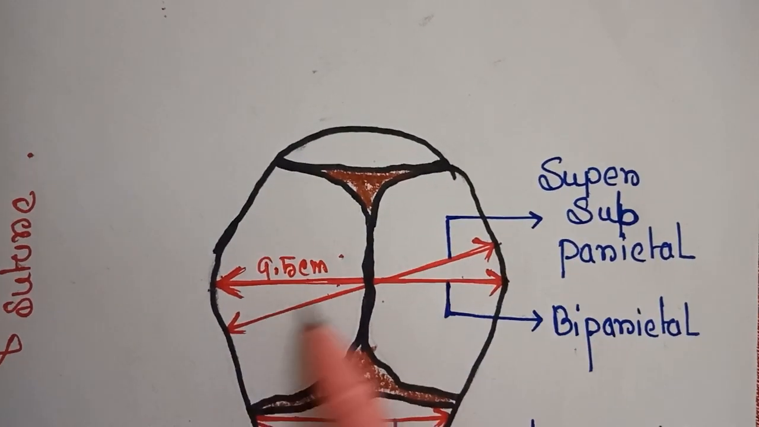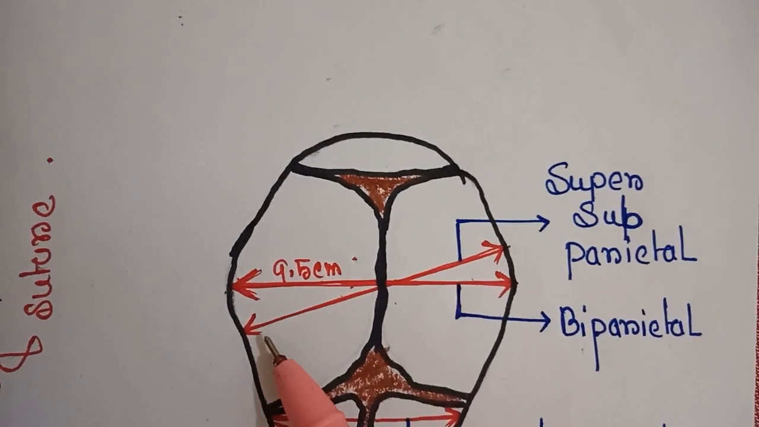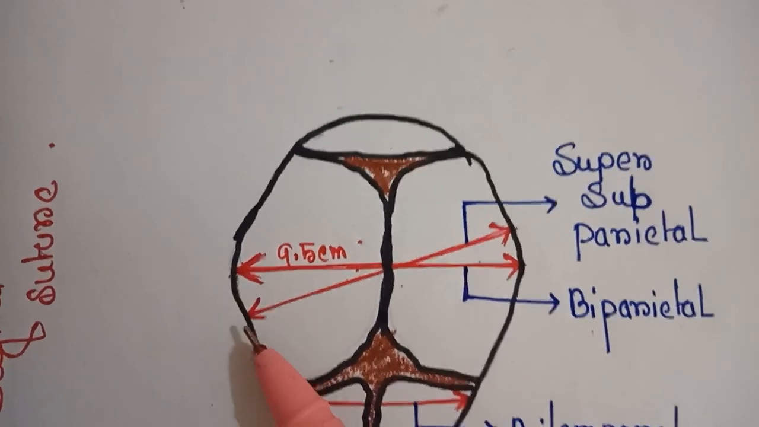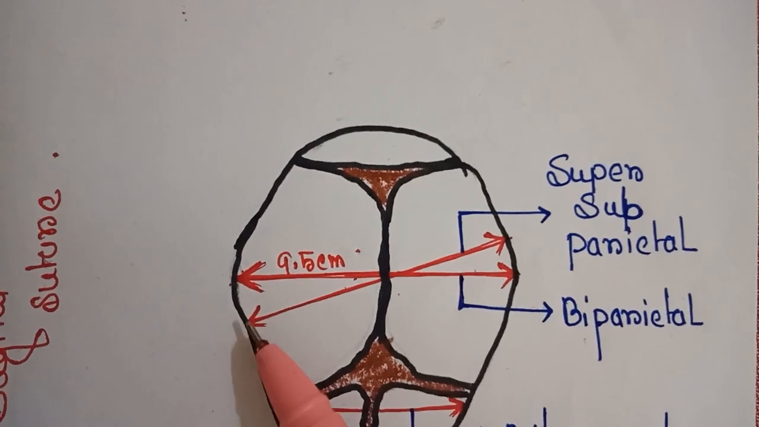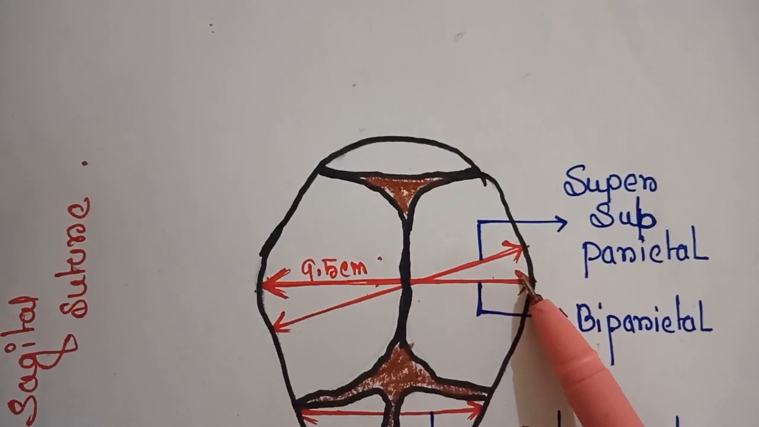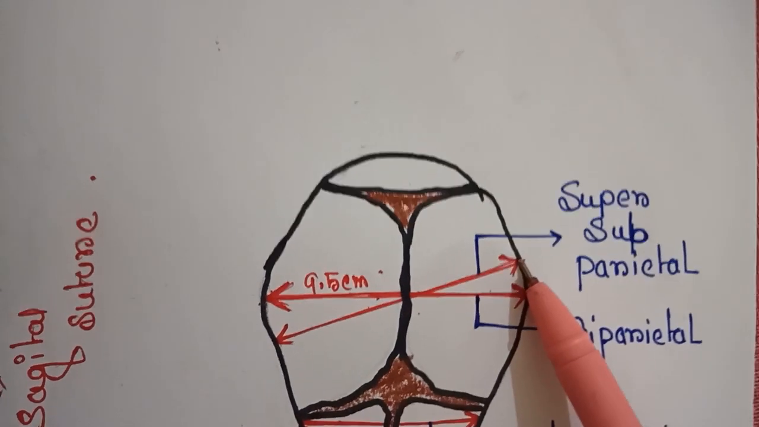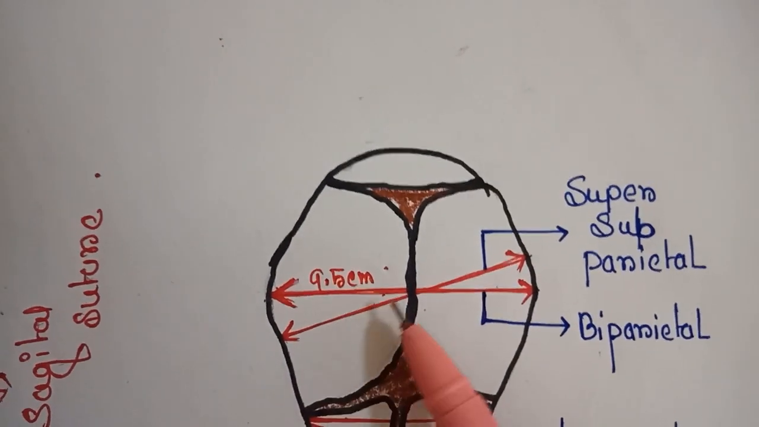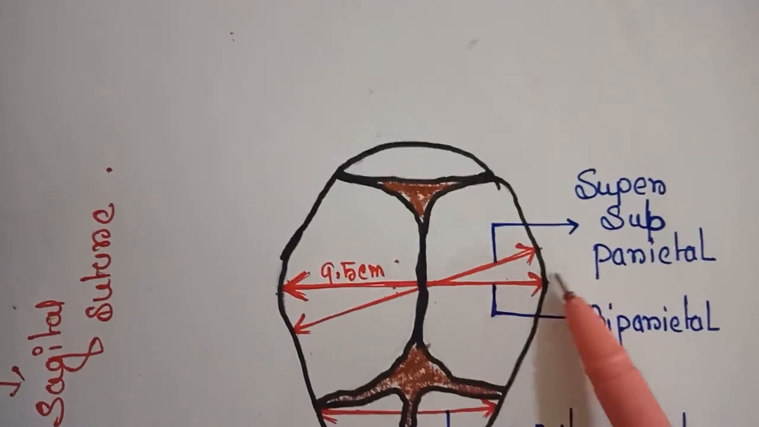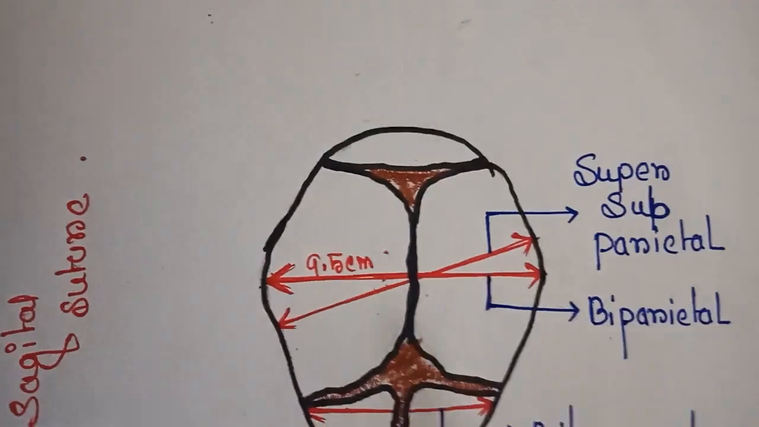This is the super subparietal diameter and it is the distance between the point below the parietal eminence and the point above the parietal eminence. This is the parietal eminence and this is the point above the parietal eminence. So the super subparietal diameter is the distance between the point below the eminence to the point above the eminence, and this distance is 8.5 cm.